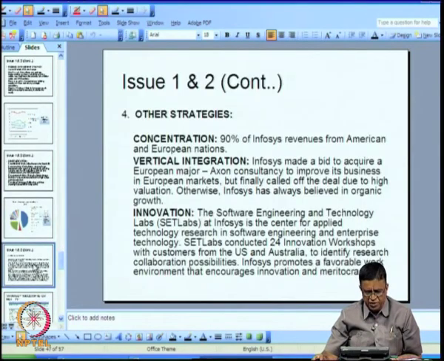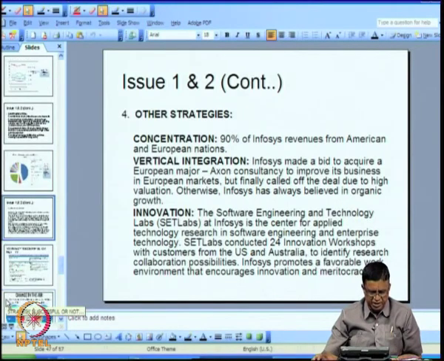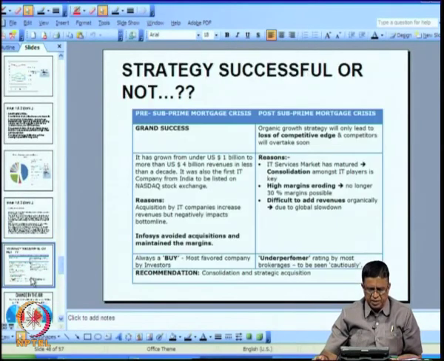Similarly, they have addressed the other issues after this revenue breakup. They have gone to issues 1 and 2 with respect to concentration, where it is coming from: 90% coming from American and European nations. So, this company is looking at vertical integration, then innovation, that is the SET Labs, which has been set up in Infosys. Then strategy, whether it is successful or not. So, there is a recommendation which is made.